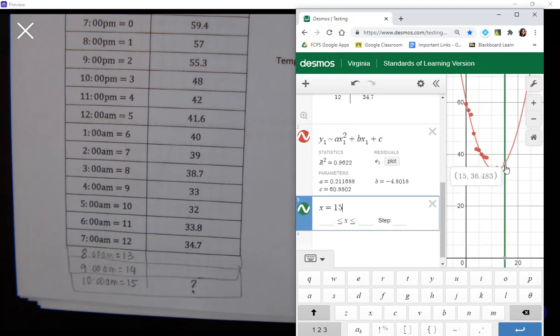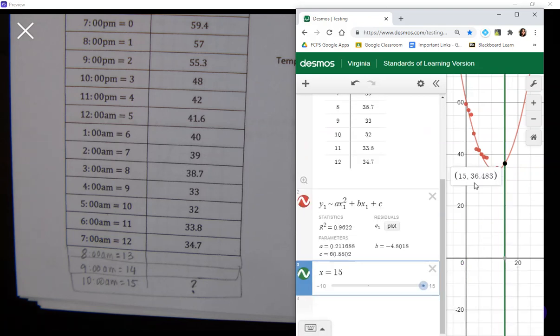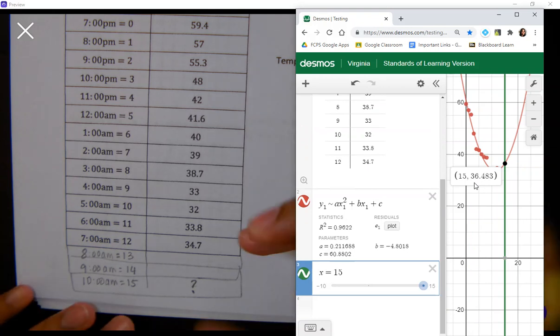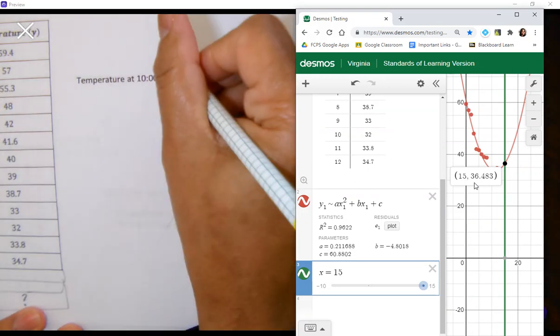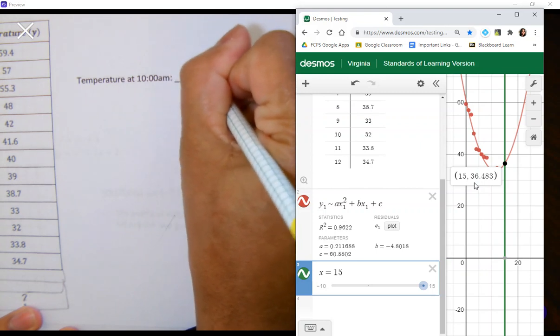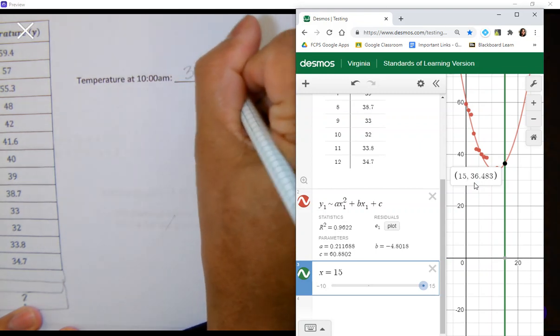X equals 15, so it looks like the temperature does start to go up, which is at, I'll write it here, 36.48 degrees.